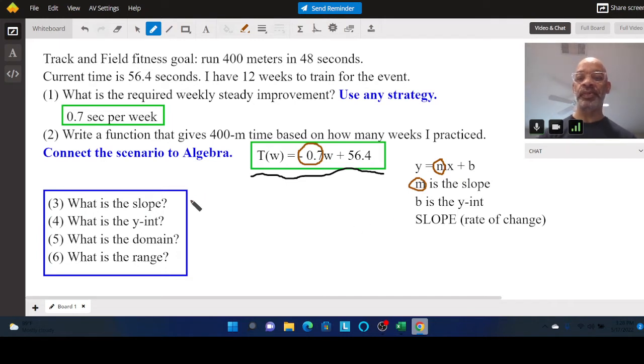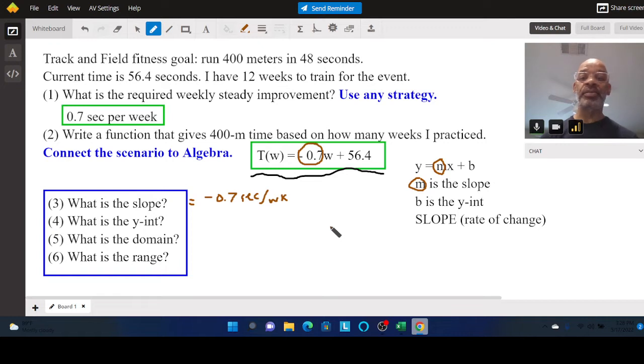So the slope equals not -7, -0.7. And that's seconds per week. Speeding up by 0.7 seconds per week.